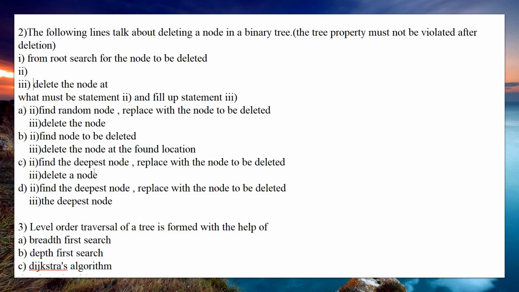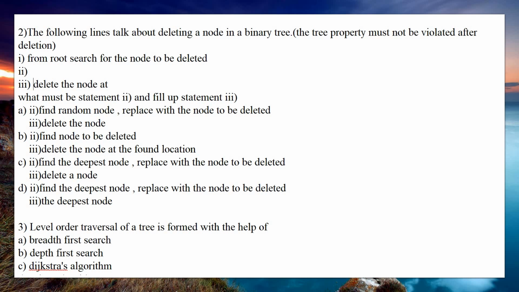So the third option is find the deepest node, replace with the node to be deleted, then delete the node. And the fourth option is you need to find the deepest node, replace with the node to be deleted, and delete the node at the deepest node. So in option C you can see delete the node at is already given. Again you cannot say delete the node at, it is not the correct way. Here also delete the node at the found location. So option B is also not correct.